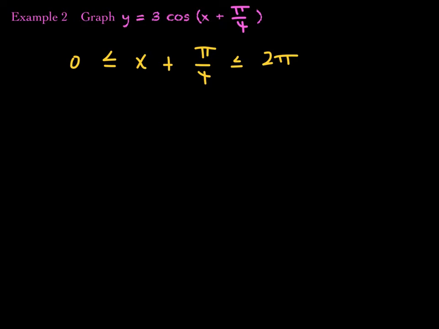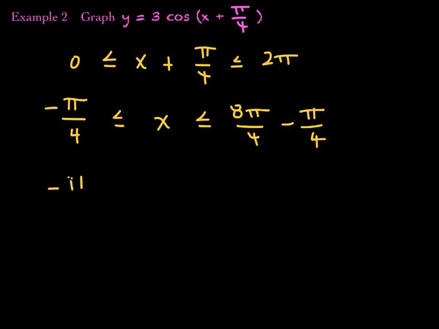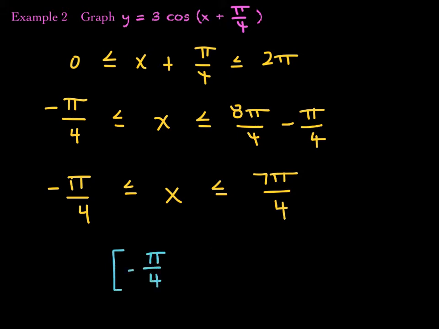We did not have to do this 3-part inequality in the previous lesson because there were no phase shifts. But now that we have a phase shift, we have to set up this 3-part inequality. All right, let's get things started by subtracting pi over 4 from 0, subtracting pi over 4 from x plus pi over 4, which just isolates x, and subtract pi over 4 from 2 pi. Remember, though, that 2 pi is equivalent to 8 pi over 4. So when you subtract pi over 4 from 2 pi, we get negative pi over 4 is less than or equal to x, which is less than or equal to 7 pi over 4. This reveals the interval over which this function completes one period.